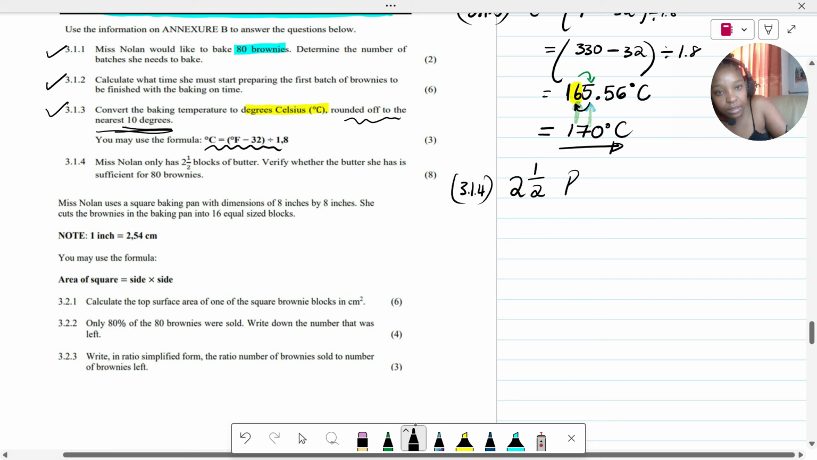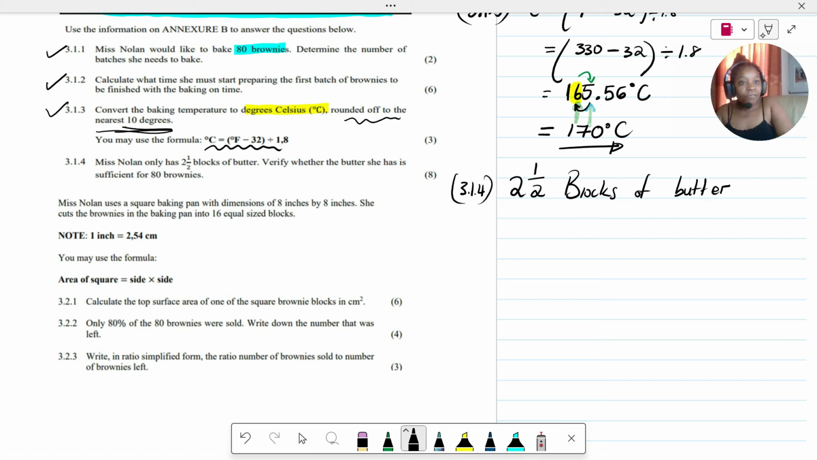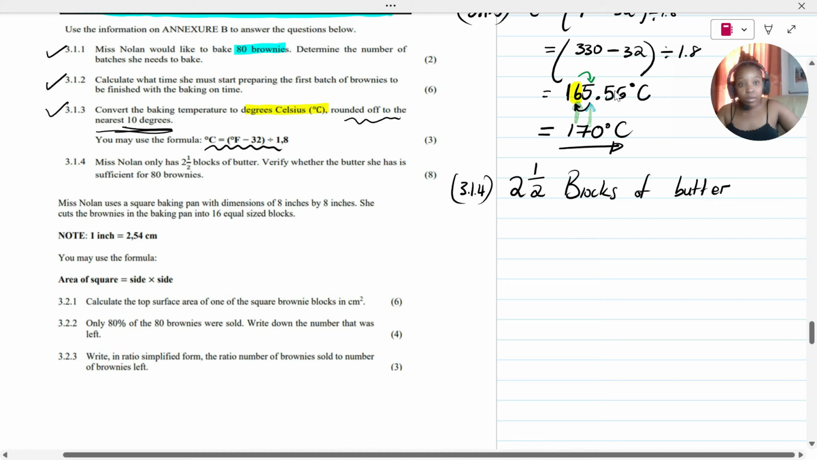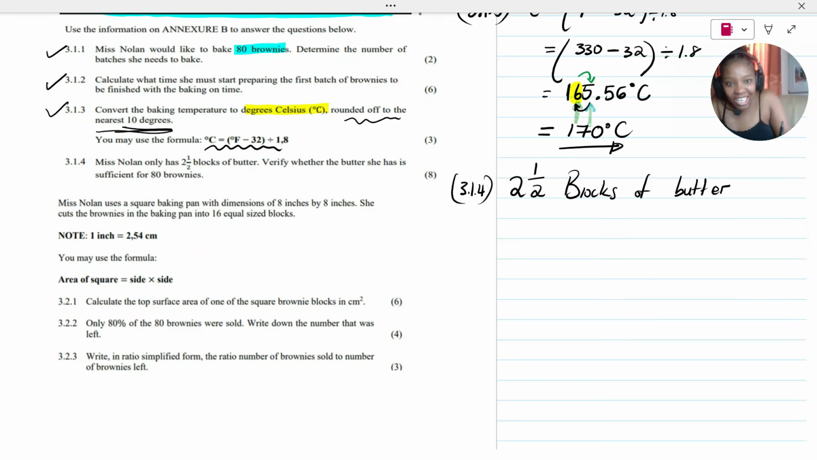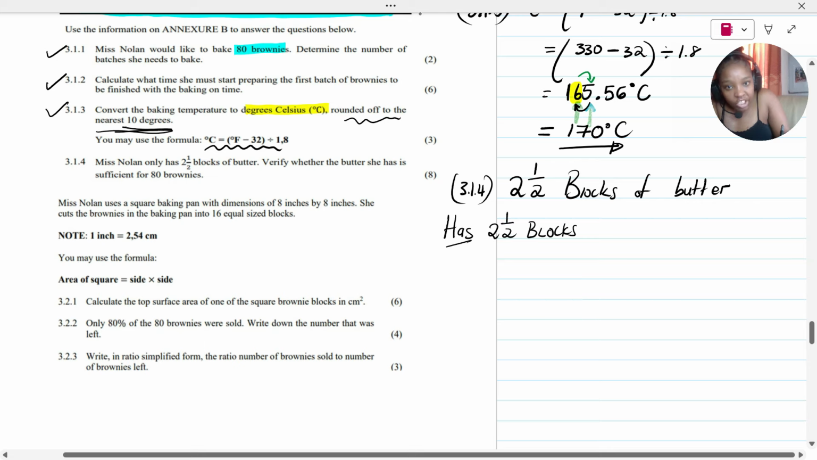2.5 blocks of butter. That's how much she has. Okay, verify whether the butter she has is sufficient for 80 brownies. Right, so we need to now focus. This is how much she has. Will this amount of butter be enough?